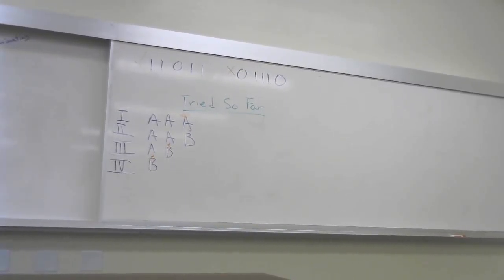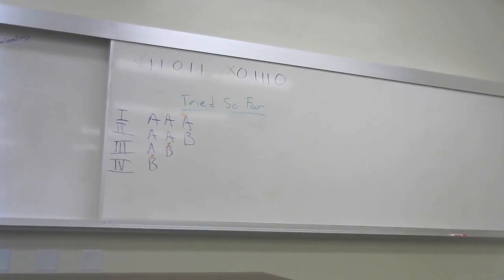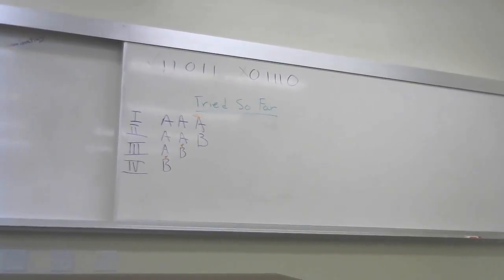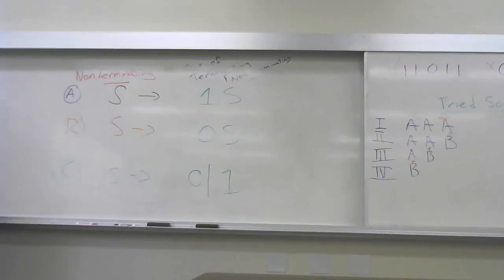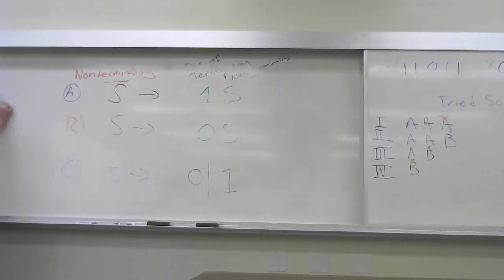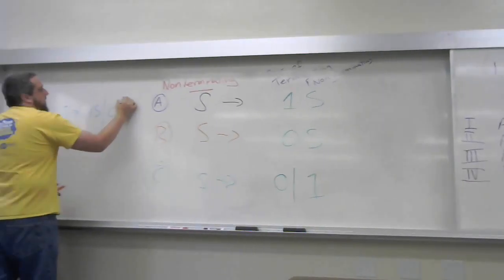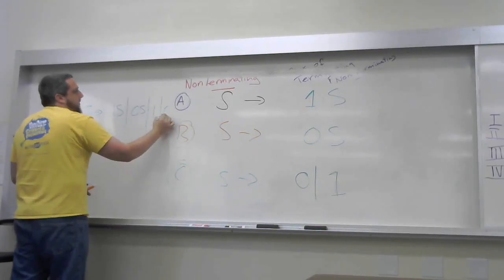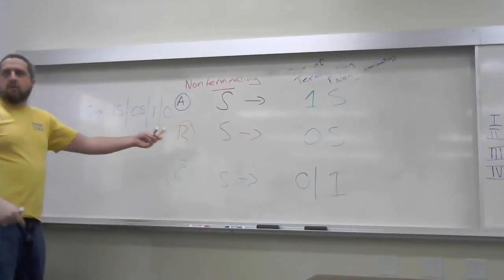Okay, so we'll say that C can be S goes to 0, and I'm going to use a bar here, which is like a pipe. That pipe means either one of those. It can be either one of those rules. We could actually write all of these rules on a single rule. So for example, we could say S goes to 1S or 0S or 1 or 0. That's all still the same. Those are the same rule set.